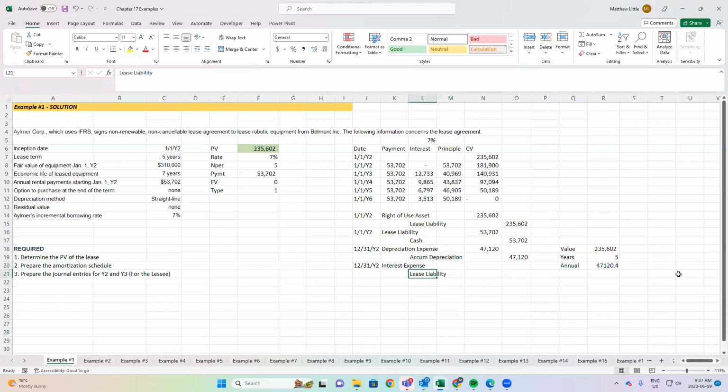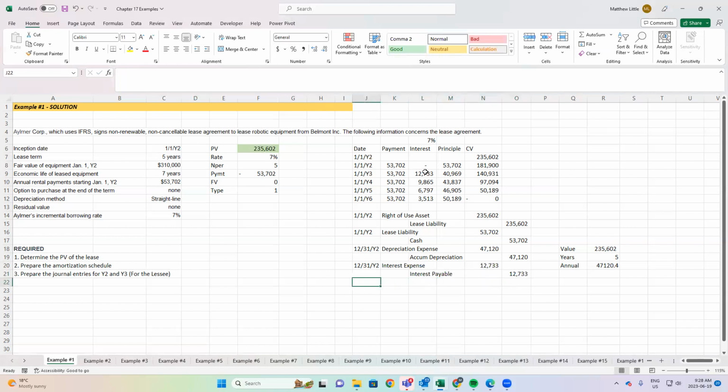I personally don't like that. I would probably put this to interest payable, to be honest. I know the solution says lease liability, but you should never really touch a lease liability account. That's my opinion. So that we would accrue at the end of December the amount of interest being paid the next day. That would be your 12,733.